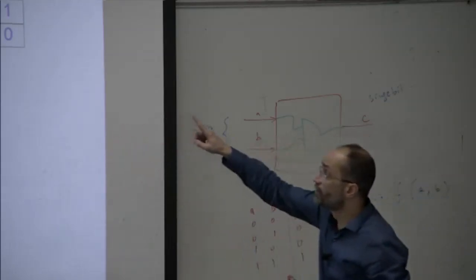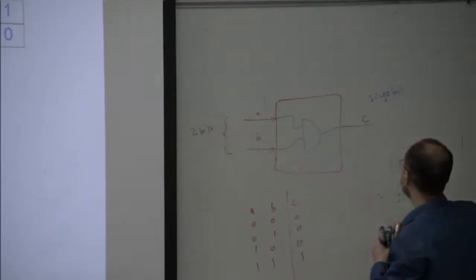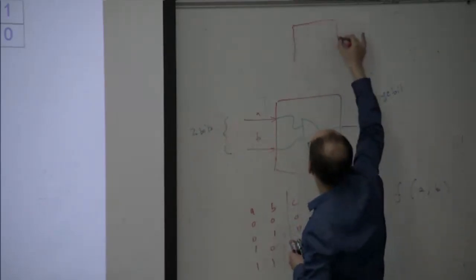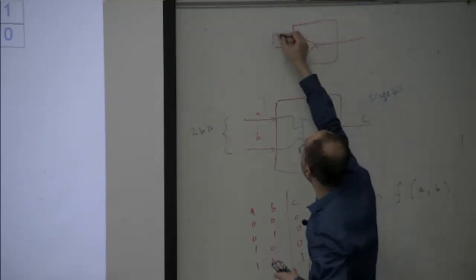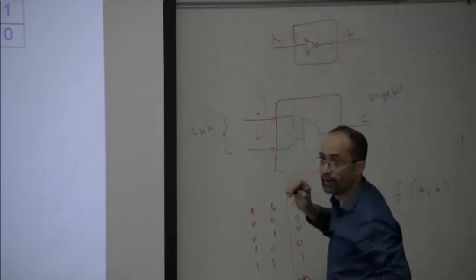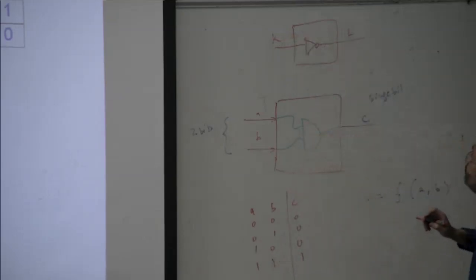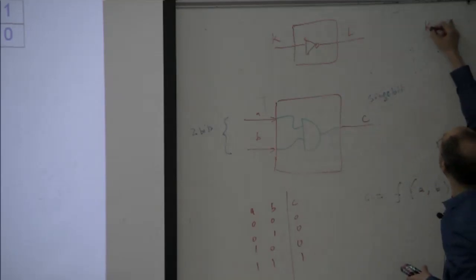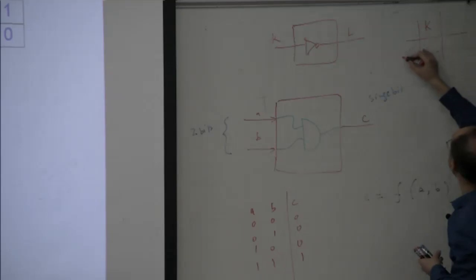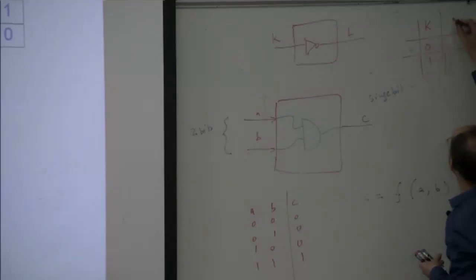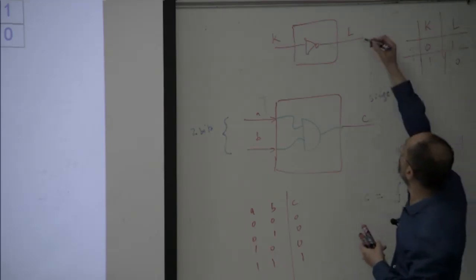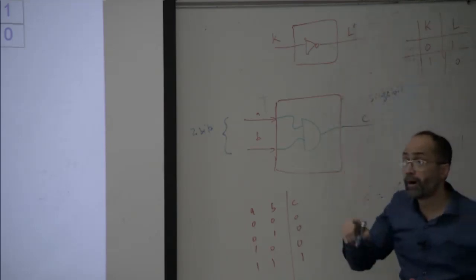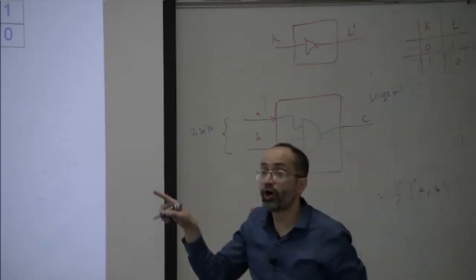Now we have another gate, which is an inverter. This is the logical symbol. This inverter has a single input and a single output. Let's assume that the input is K and the output is L. How many possibilities are there for K? 2. What are these possibilities? 0 and 1. So what will be the value of L? 1 and 0. So we call this L bar. L is the invert of K.